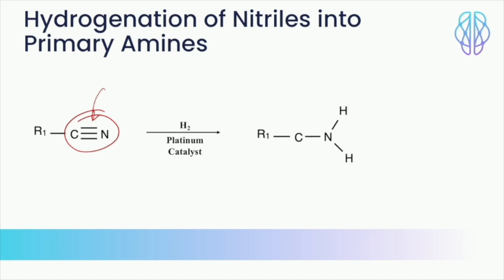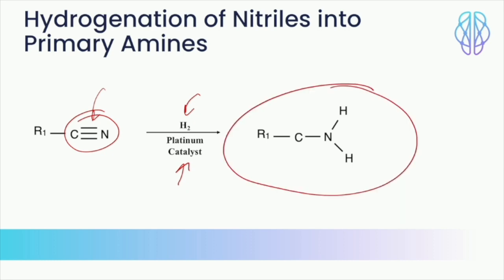The most important reaction of the nitriles that you're likely to come across is a hydrogenation reaction. So you have hydrogen gas pumped in to the nitrile with a platinum catalyst, and what they form is a primary amine. So that's just the most important thing to remember. You're kind of splitting apart that triple bond and forming an NH2, and that's your primary amine.